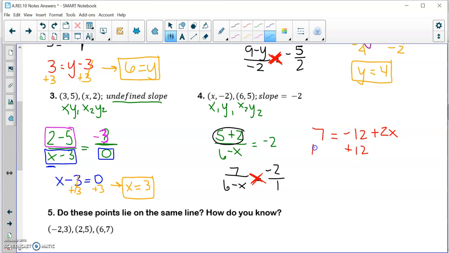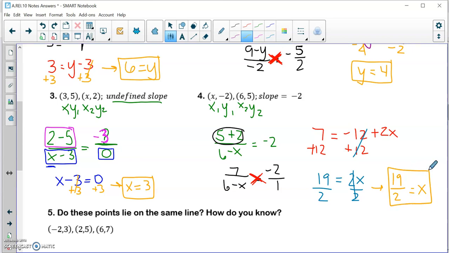Adding 12 to both sides, and dividing by 2 on both sides. We get x is 19/2.